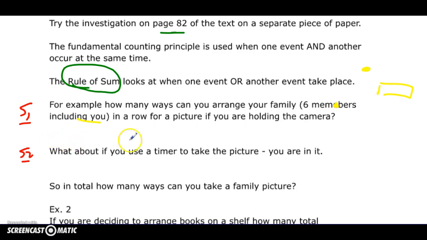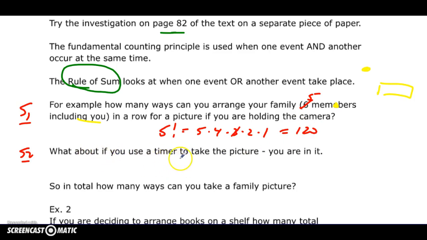So 2 different situations. In the first one, there are 6 members of the family, but only 5 of them will be in the photo, because you're gone, which means there are 5 factorial ways to line those people up. So 5, 4, 3, 2, 1, multiply these, 20, and times 3 is 60, and times 2 is 120. So 5 factorial ways there.